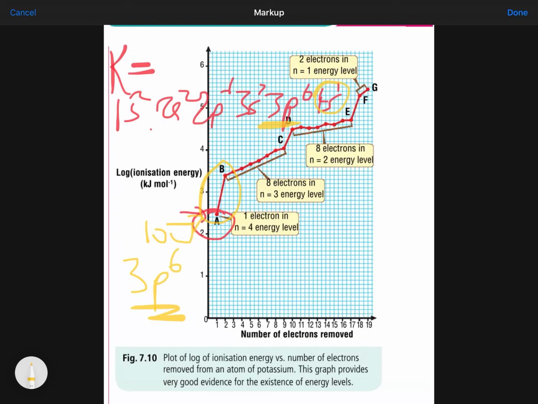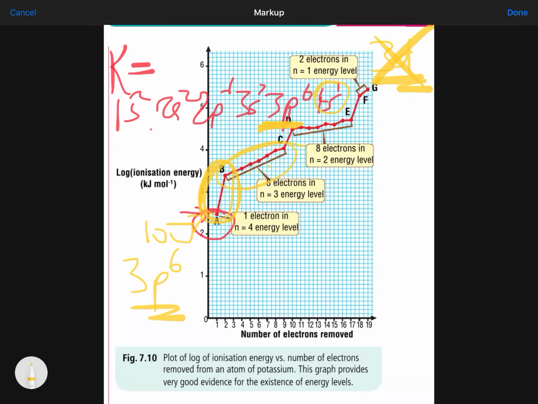Now, how would you articulate that? What would you say? You're going to say that the 3p sub-level, it's not a main energy level because there's no mention of 3d. Okay, it's a sub-level. The third main energy level is not full. There are no electrons in 3d, so you have to call it a sub-level. So the 3p sub-level is full, and that's why it's difficult to remove an electron from that, and you see this jump up here, okay?